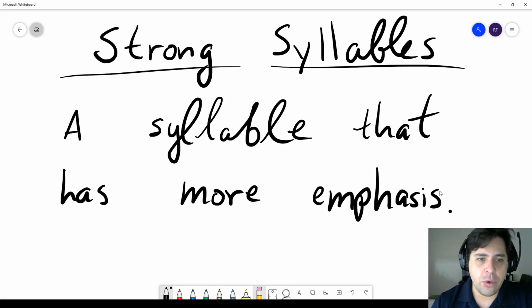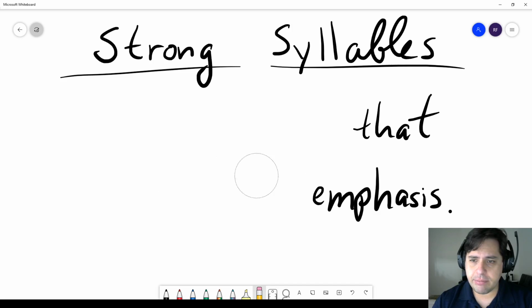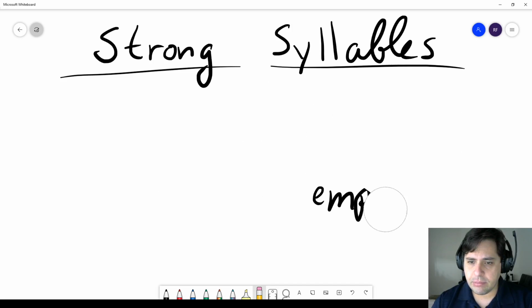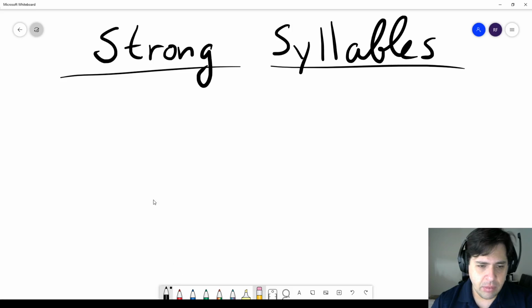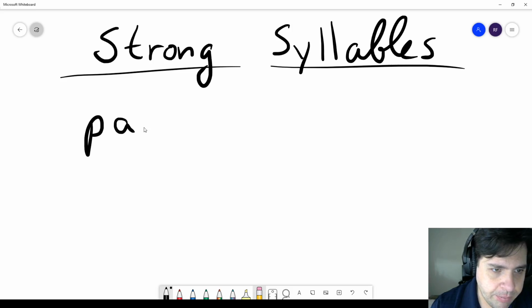Okay, so remember that a syllable is a sound in a word. Well, a strong syllable is a syllable that has more emphasis than the other syllables around it. So let's look at a couple of examples. Let's look at this word here.